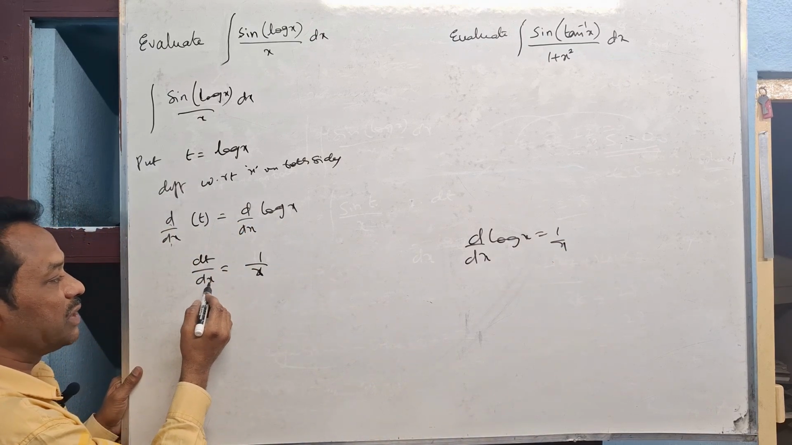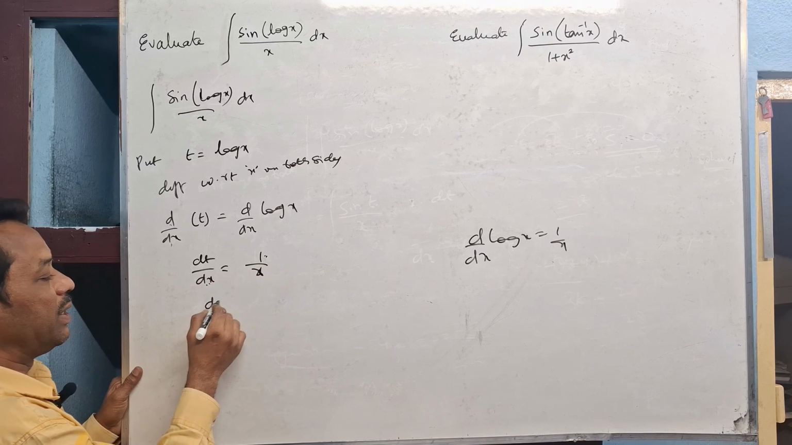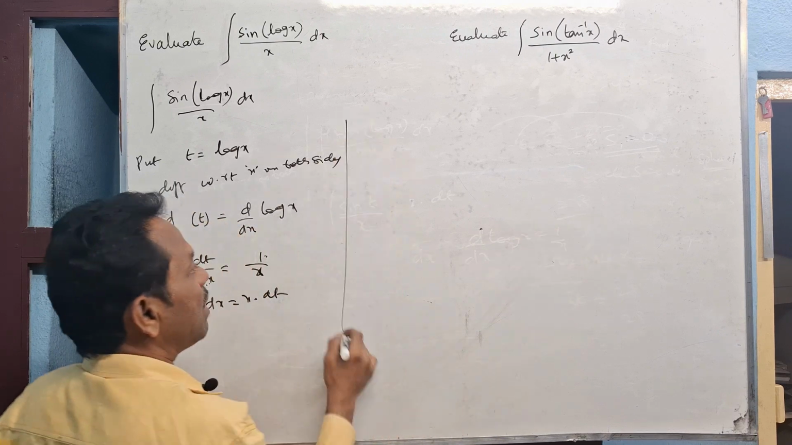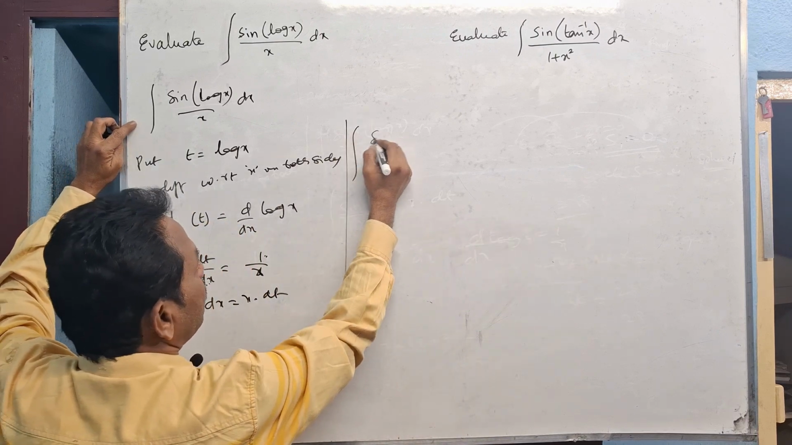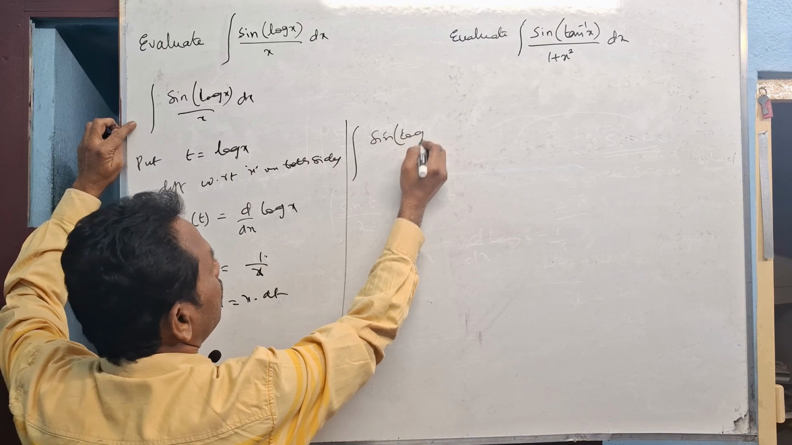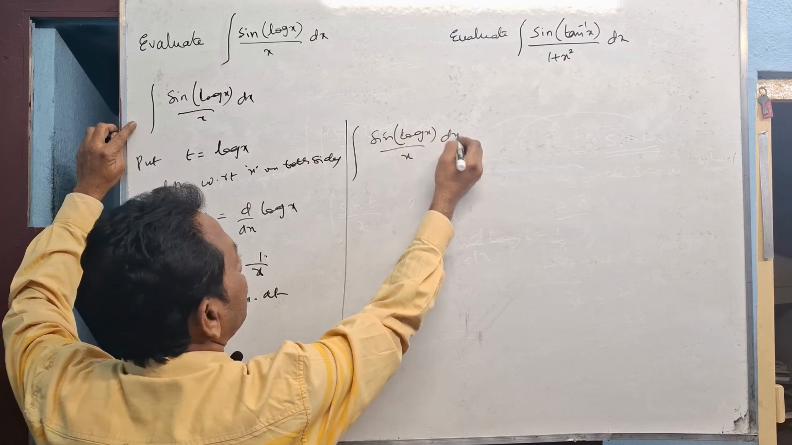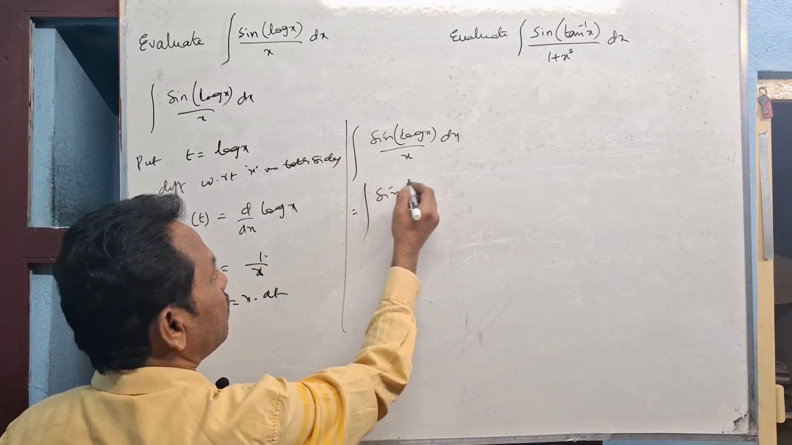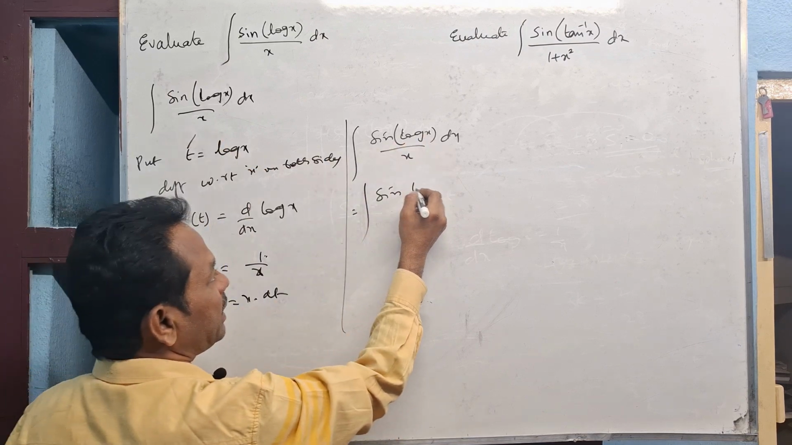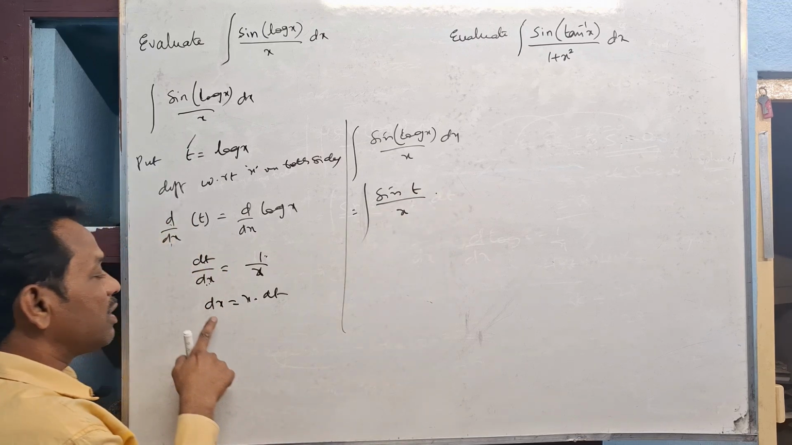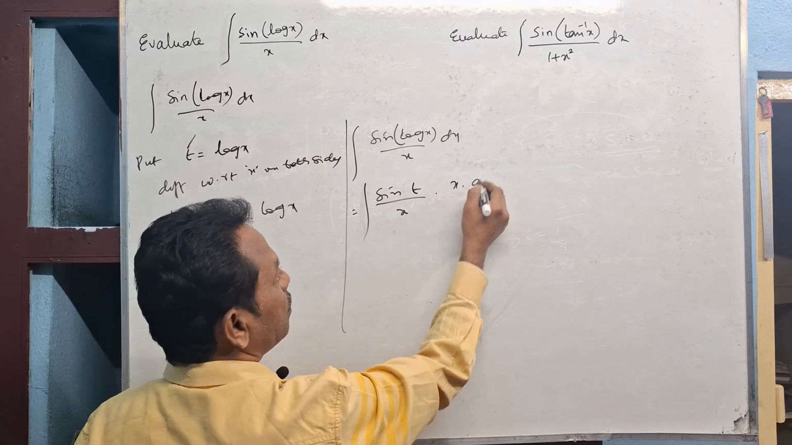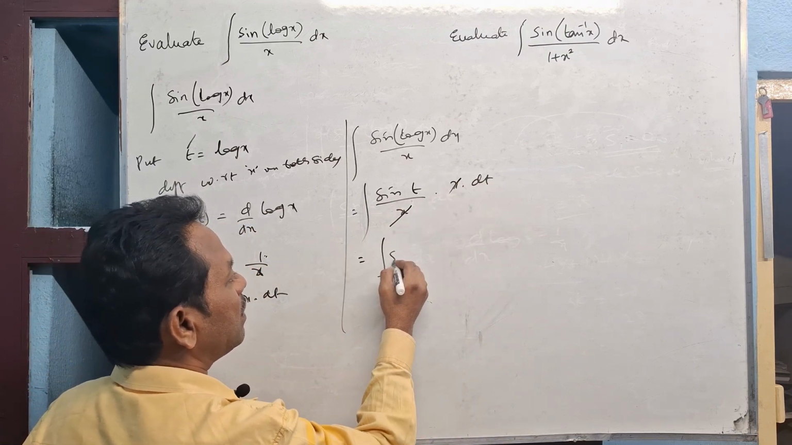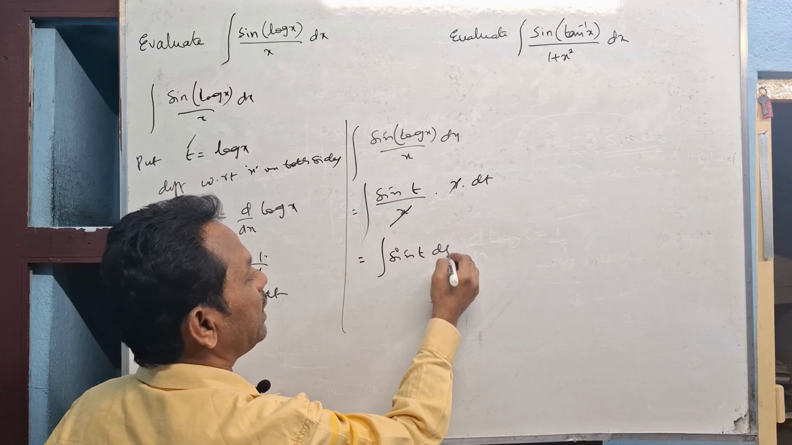Now go for cross multiplication. dx into 1 is dx and x into dt. Now our question is integration of sine of log x by x dx. So that we can write like sine of log x is t. So let me take t here, x into the value of dx is x into dt. So we can cancel x and x. So here we have sine t into dt.